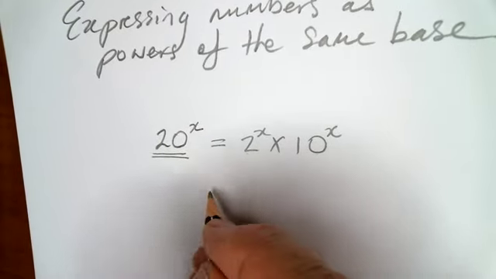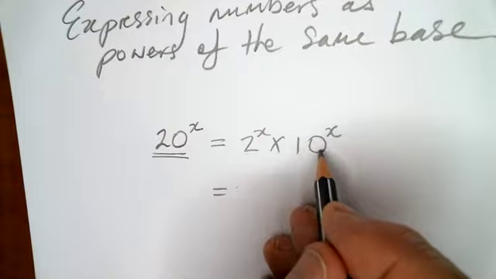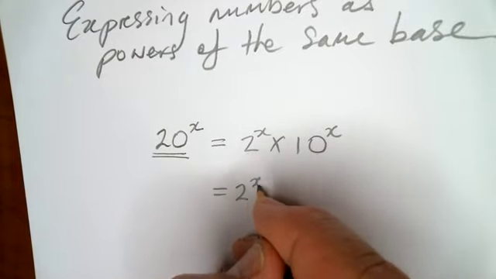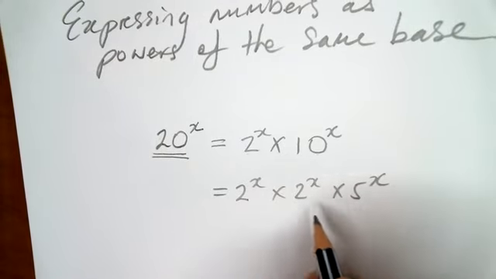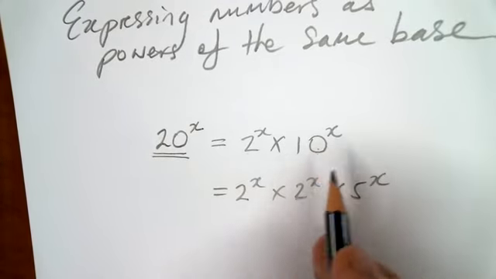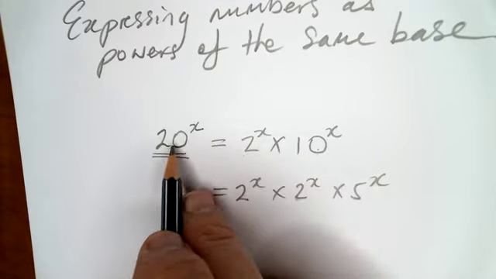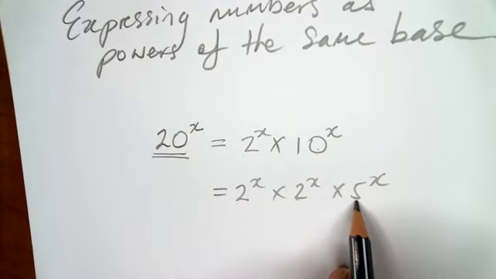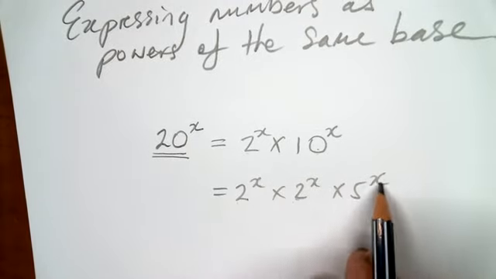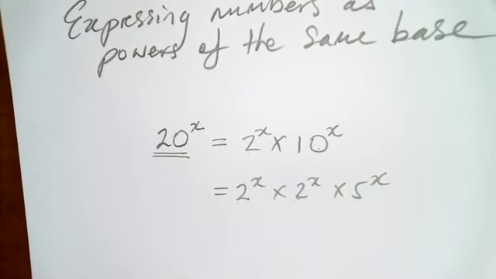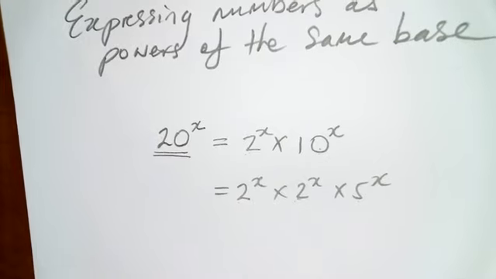Well, let's break it up even further, because we know that 10 is 2 times 5, so I could write 2^x times 2^x times 5^x, because 2 times 5 is 10, and 2 times 10 is 20. In other words, 2 times 2 times 5 is 20. If that's to the power of x, these must also all be to the power of x, and it's true. Let's have a look at another example.